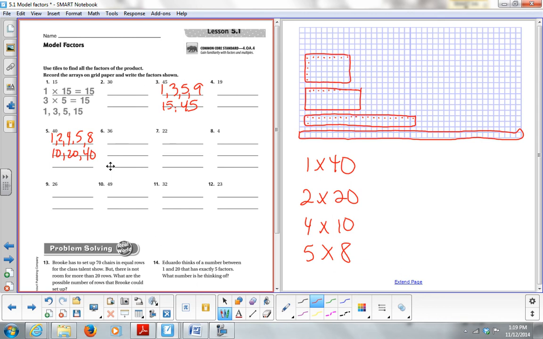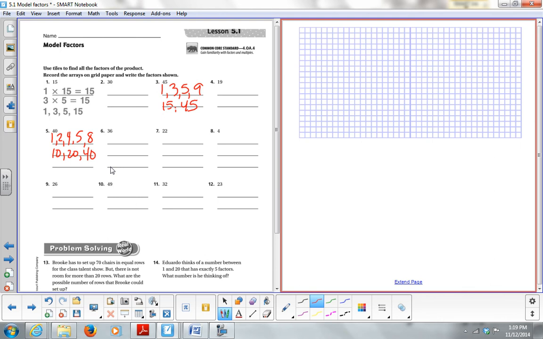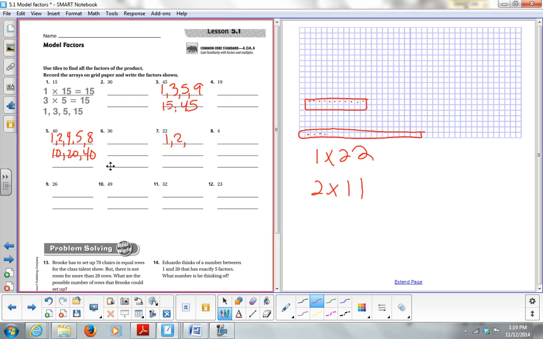All right, number 7, 22. And this is our last one. The rest you can do on your own. So 22. We can go 1 times 22, which is going to be right here. Okay, I know I can go 1 times 22. 2 times 11 gives me 22. 2, 3, 4, 5, 6, 7, 8, 9, 10, 11. And I think that is it. I think that's all I can go with 22. Nothing else goes in. So my factors then would be 1, 2, 11, and 22.